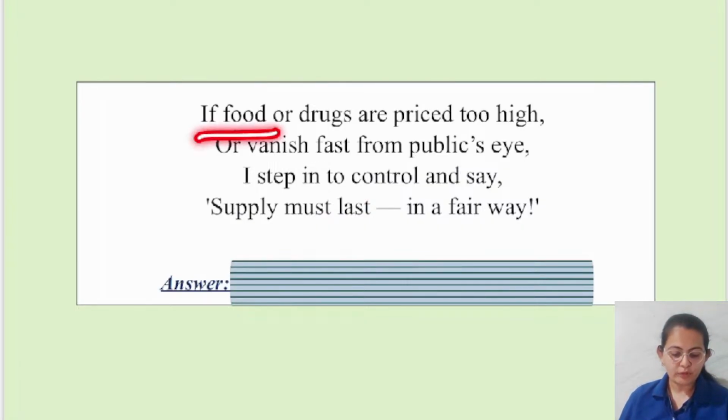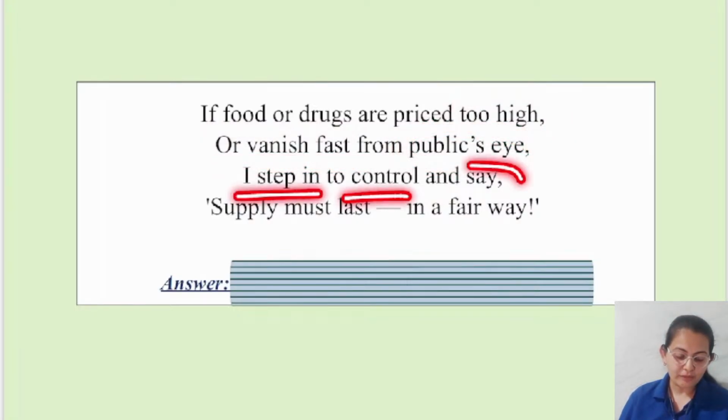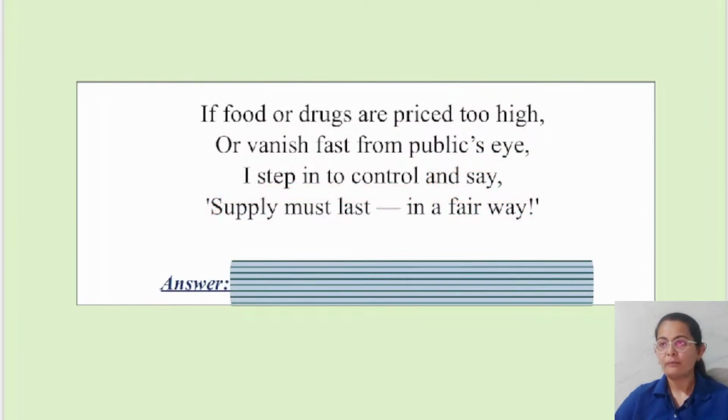Next: if food or drug are priced too high or vanish fast from the public eye, I step in to control and say supply must last in a fair way. What is this particular act talking about? There is a price factor which is high in the food. Next, it vanishes, in the sense some kind of hoarding has been done. Next, I step in control and say supply must last in a fair way. It is talking about the ethicality.